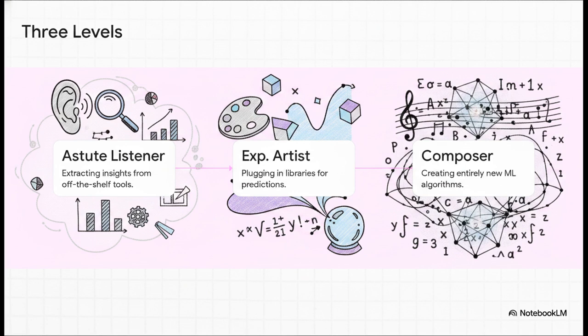Then, as you master the software, you become an experienced artist, expertly stringing together APIs and libraries to do some seriously impressive stuff. But the ultimate goal? You want to become a fledgling composer. A composer understands the underlying math theory well enough to write custom loss functions, intelligently tweak parameters, or even invent entirely new model architectures from scratch.